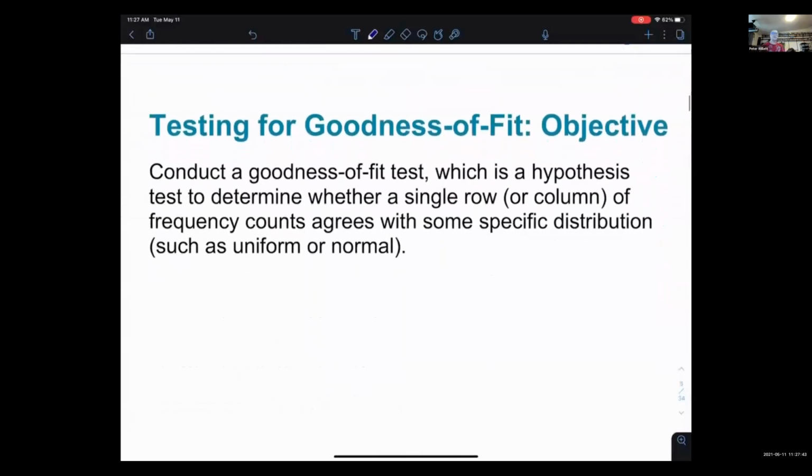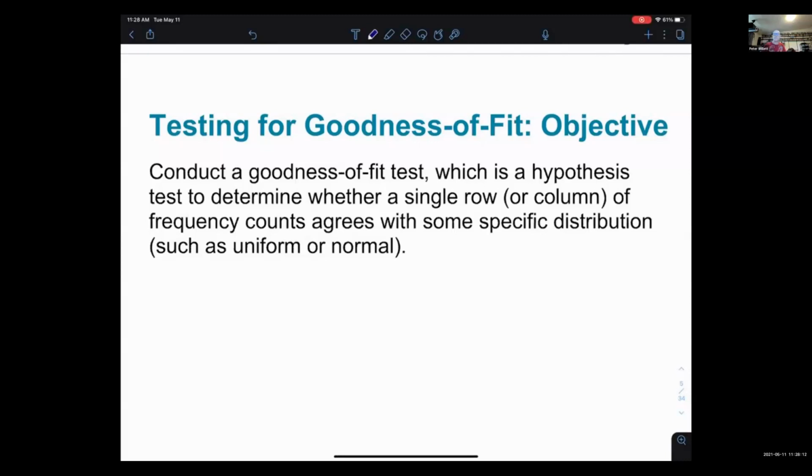So our objective is to conduct a goodness of fit test, which is a hypothesis test to determine whether a single row or column of frequency counts agree with some specific distribution. And they say, well, it could be that the specific distribution you're trying to check is a uniform distribution, where all the categories are evenly distributed amongst the population, or even a normal distribution.